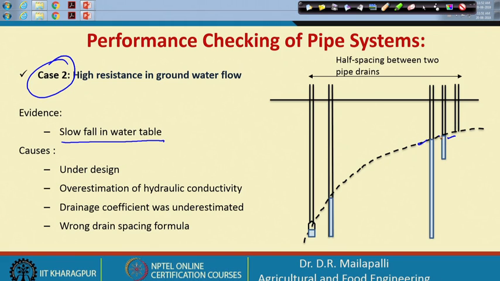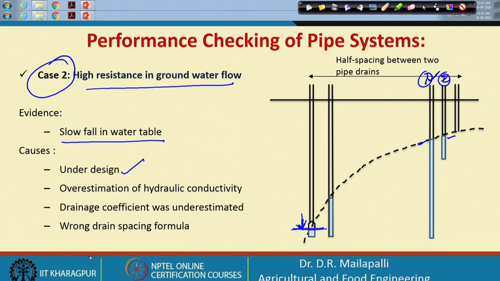If you observe on one day and the second day, the water table is still not falling, whereas the water in the piezometer installed in the tail drain shows a depletion in water level, but the water level here and here is less. So, the depletion is not matching the depletion taking place in piezometers 2 and 3. That indicates there is some problem in the soil matrix, which means there is high resistance in groundwater flow.